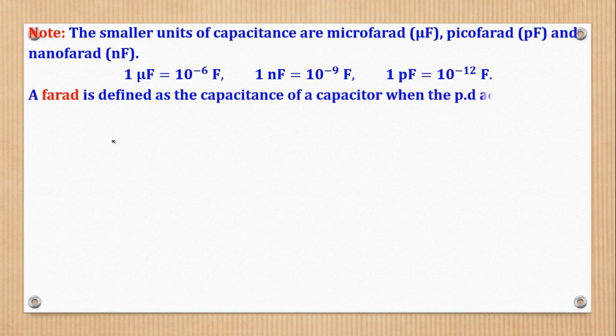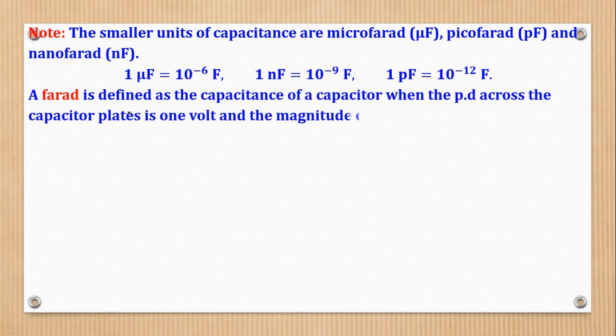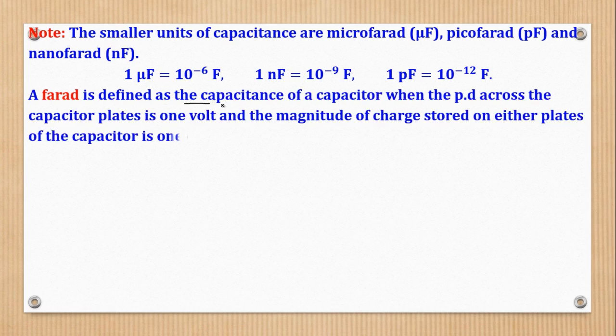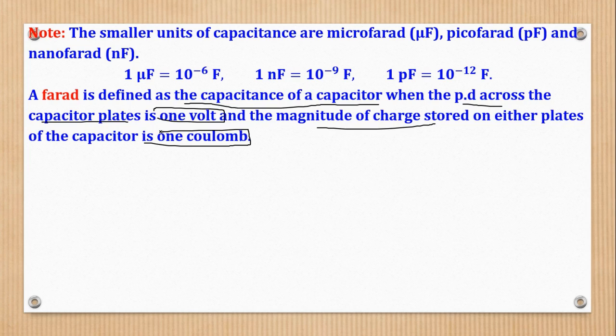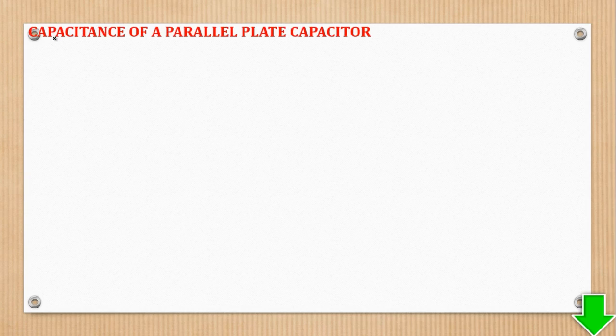Now, what is a farad? By definition, a farad is the capacitance of a capacitor when the PD across the capacitor plates is 1 volt, and the magnitude of charge stored on either plate is 1 coulomb. So PD should be 1 volt and charge should be 1 coulomb. That will be a farad. So that was capacitance of a capacitor.